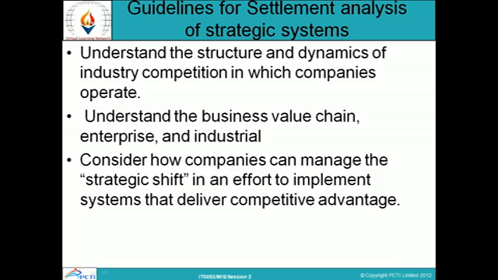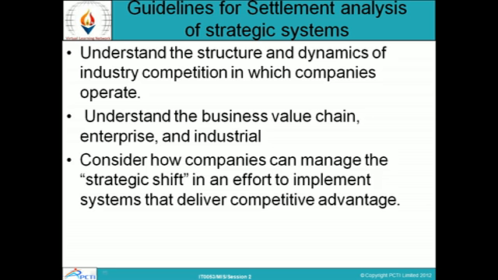Guidelines for settlement analysis of strategic system. These guidelines will help in bringing about the settlement analysis, which is totally based on the strategies of that organization. The guideline includes that you understand first the structure and dynamics of the industry competition in which the company operates. What is going on with respect to your competitors in this cutthroat competition? This understanding will basically help in building the good strategy of the organization, and a balance can be achieved to bring about the settlement analysis.